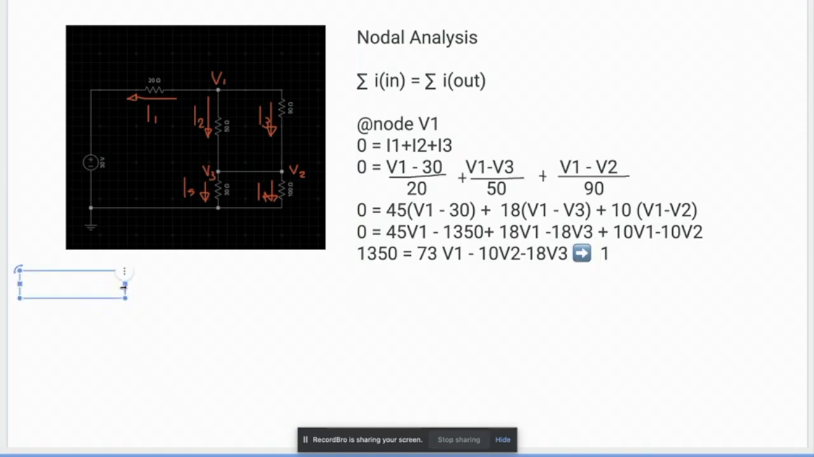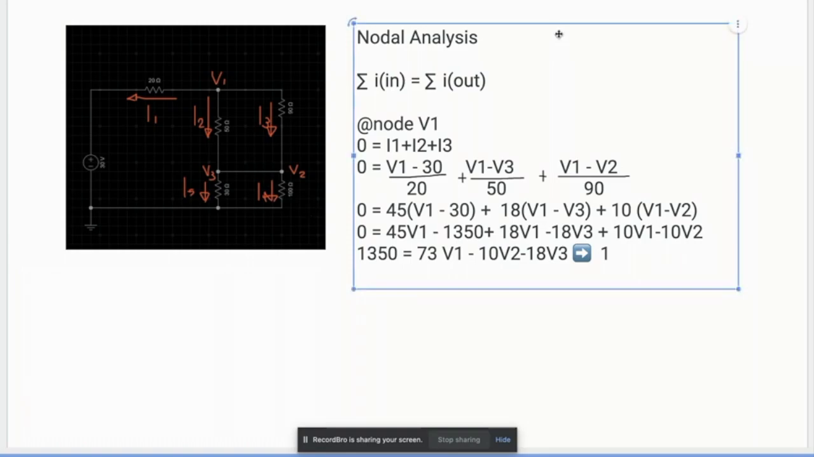Next, node V2. So, we have incoming equal to the outgoing. Outgoing here, I will just note here that V3 is equal to V2, because there is no resistor in between them. So, it will be the same node. So this will be 28 V2.